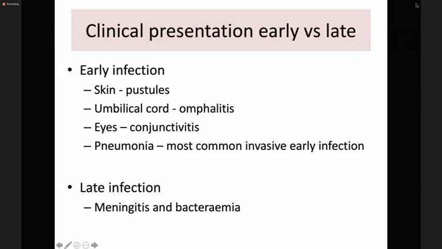So early infection can come in the form of either skin infection, like pustules, or umbilical cord infection, which we call omphalitis, can be eye infection, conjunctivitis, or it can come as pneumonia. That is the most common invasive early infection, right? The others are on the mucous membrane or on the skin, or are kind of outside the body. But the commonest invasive early infection is pneumonia. Whereas if you look at late infection, meningitis and septicemia are more common.